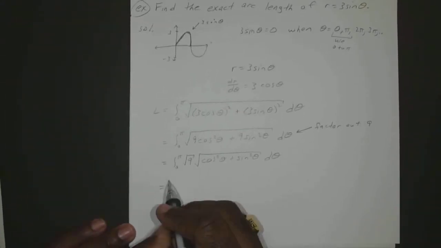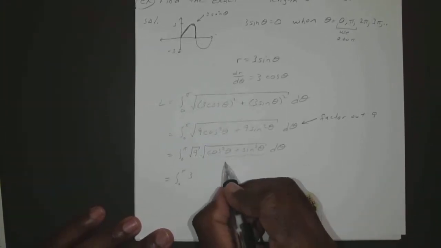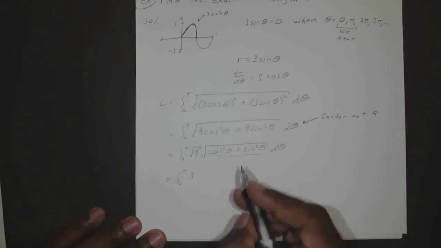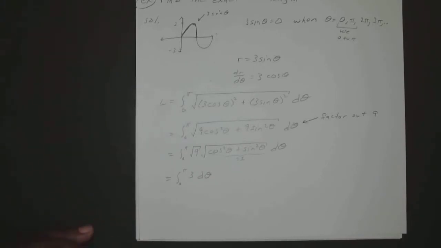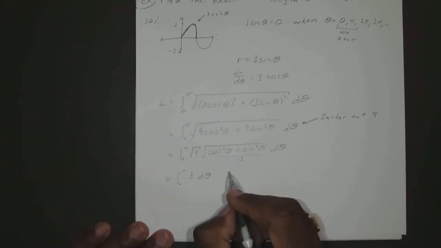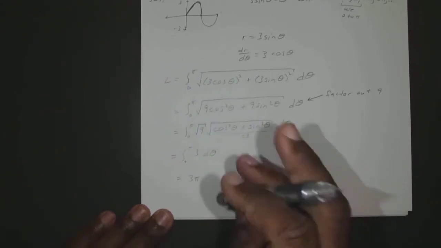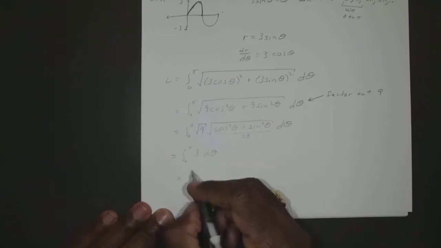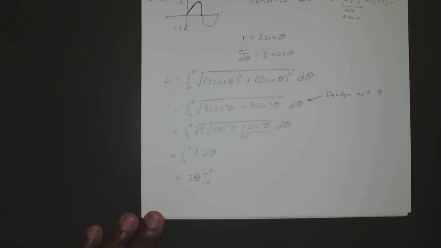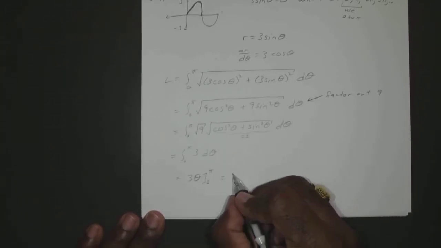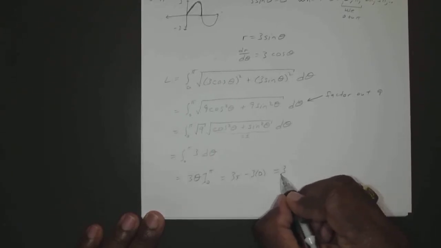All right, so that actually gives you 3. And we know cosine squared plus sine squared is equal to 1, with respect to theta. Okay, which gives us 3 theta from 0 to pi, which of course gives us 3 pi minus 3 times 0, which is just 3 pi.